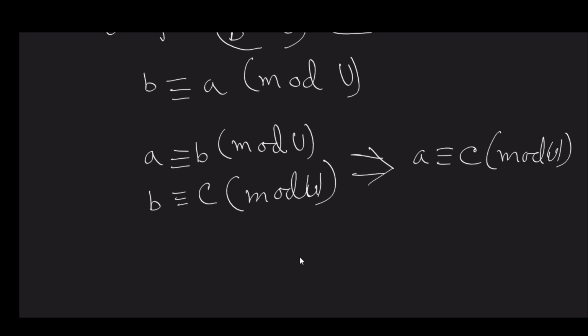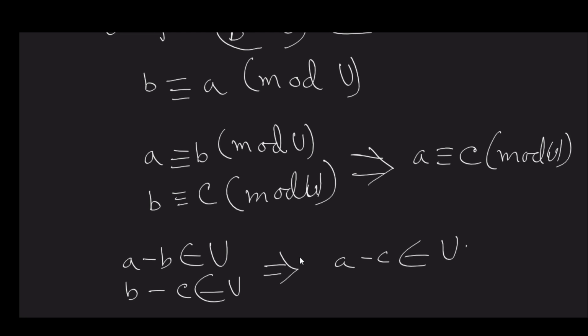basically what we need to prove is that if A minus B belongs to U and B minus C belongs to U, then it implies A minus C belongs to U, and that you can do easily. You just add these two vectors. They are elements of the vector space capital U. So if you add them, the resultant should be another element of that vector space capital U. And what is that element? That is A minus C. So you prove the transitivity.